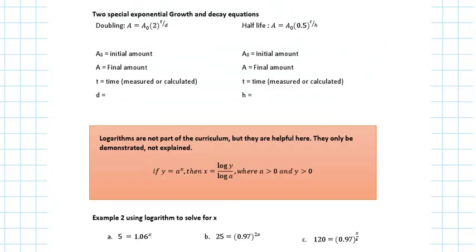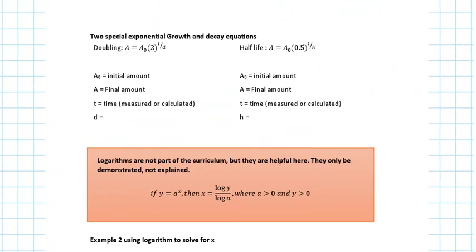We talked about this. I don't need to go over it. They use different letters. We said it's okay, right? A0 is your initial amount. It's called A naught. That's what they usually use. A0 means the initial. And D is your doubling time. And H is your half-life time.